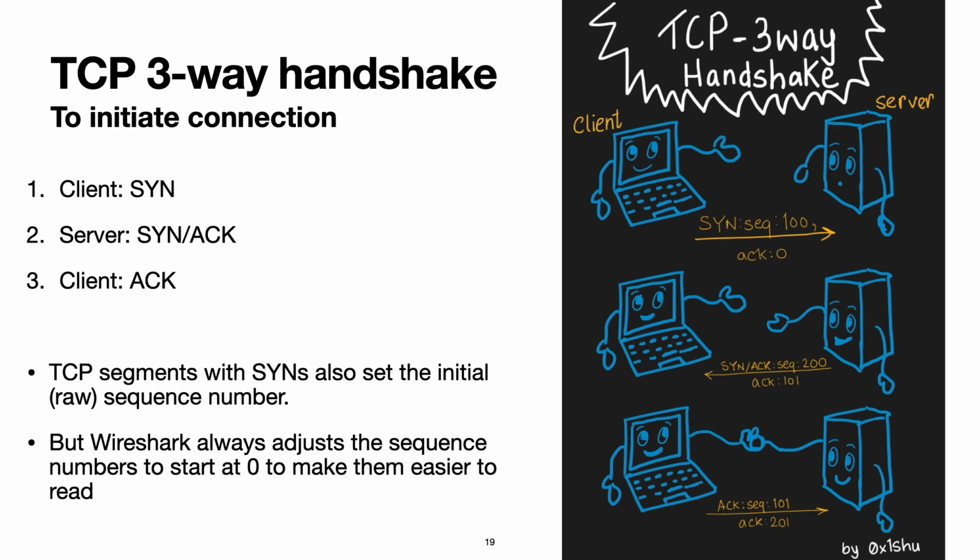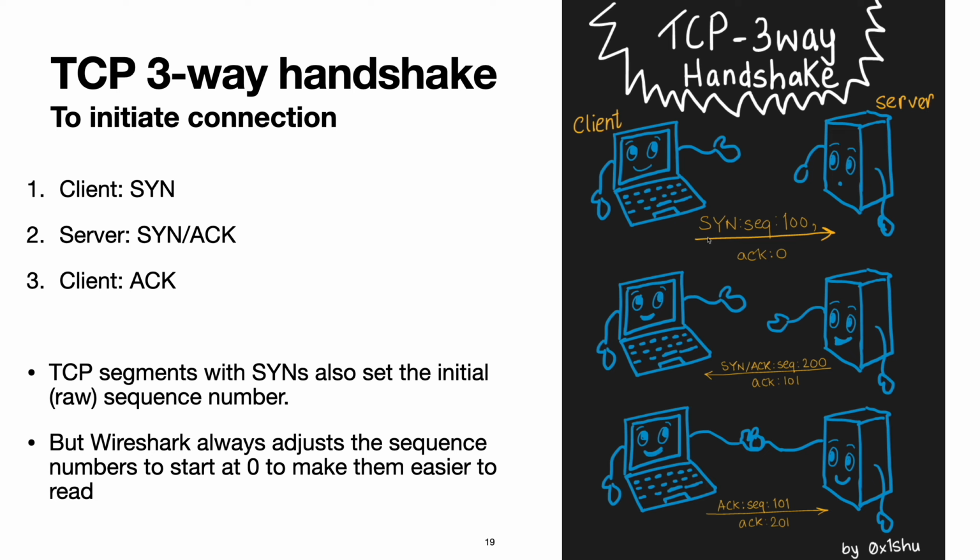A TCP connection begins with what's called a 3-way handshake. This is to initiate the connection between the client and the server. First, the client will send a TCP segment with a SYN flag set. The server will respond with the SYN flag and the ACK flag, and then the client will respond with a segment with the ACK flag.